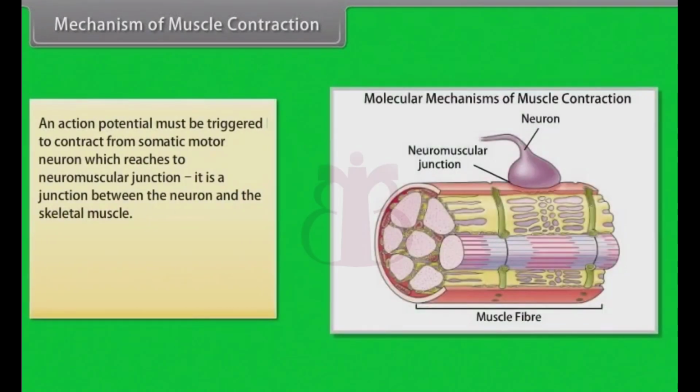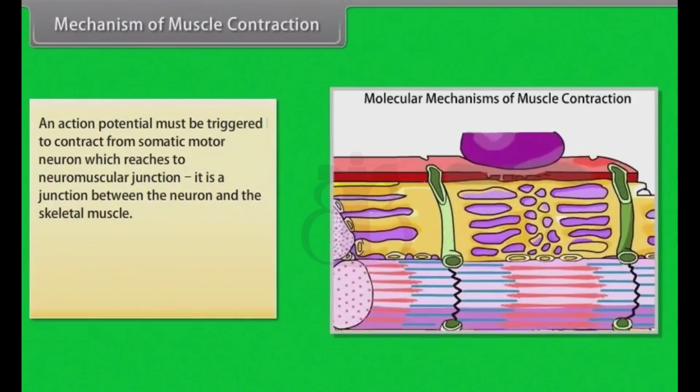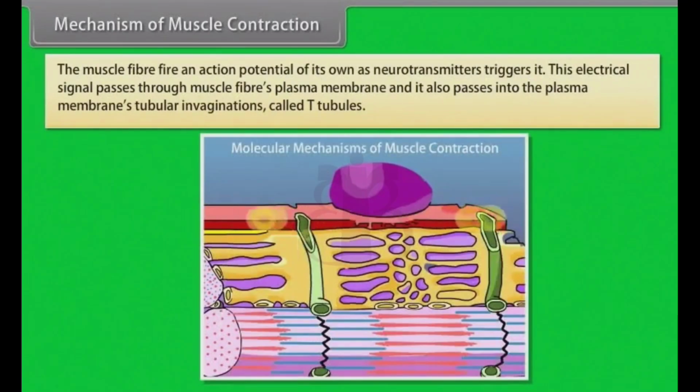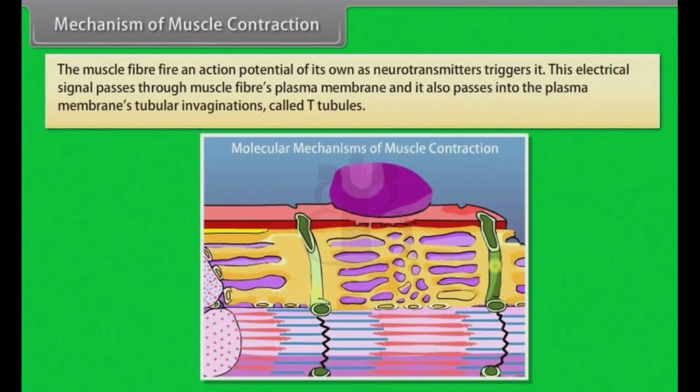An action potential must be triggered to contract, from a somatic motor neuron, which reaches the neuromuscular junction. It is a junction between the neuron and the skeletal muscle. Due to the depolarization of the axon terminal, it releases the neurotransmitter acetylcholine into the synaptic cleft between the neuron and muscle. The muscle fiber fires an action potential of its own as the neurotransmitters trigger it.